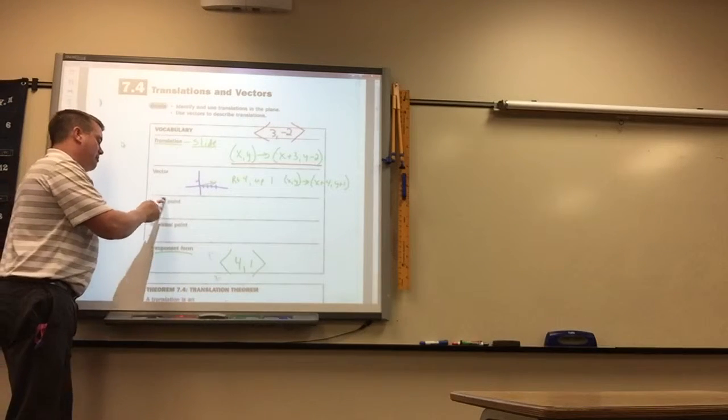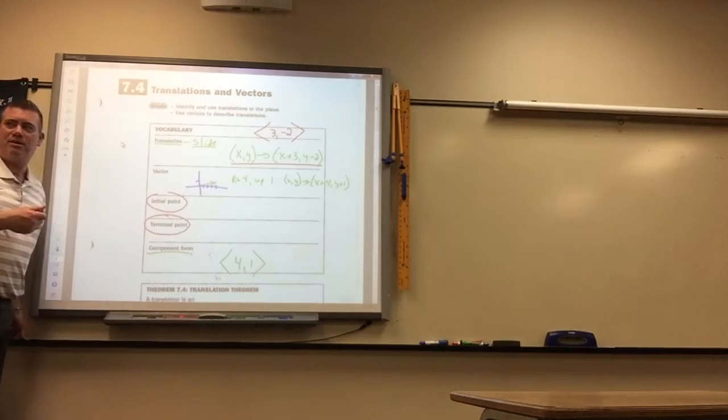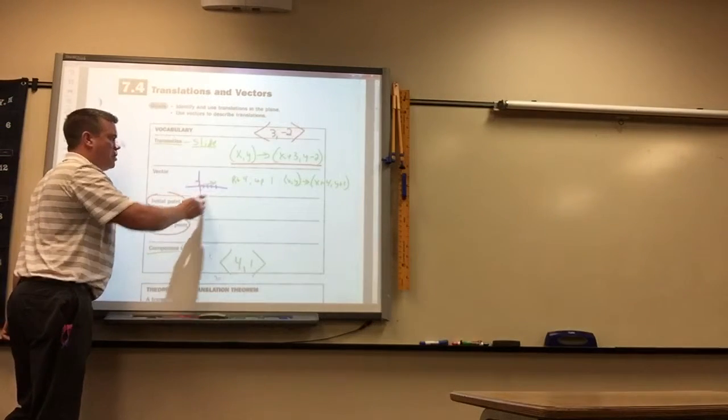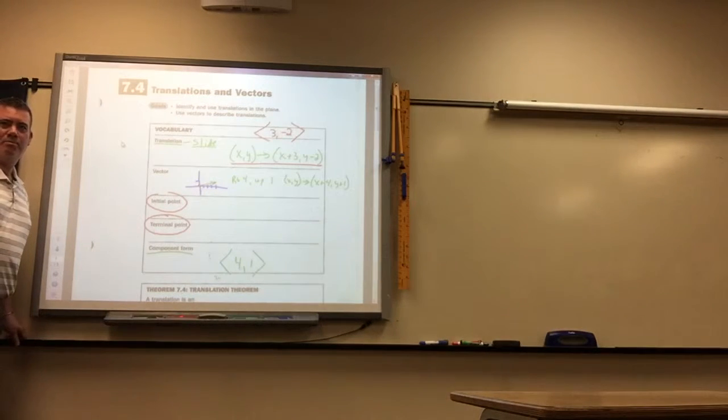In a vector, you have an initial point and a terminal point. And hopefully everyone here would be able to figure out what those two mean. Yep, starting point. Terminal point is where you end. You know, they call the airports, what? Terminals.